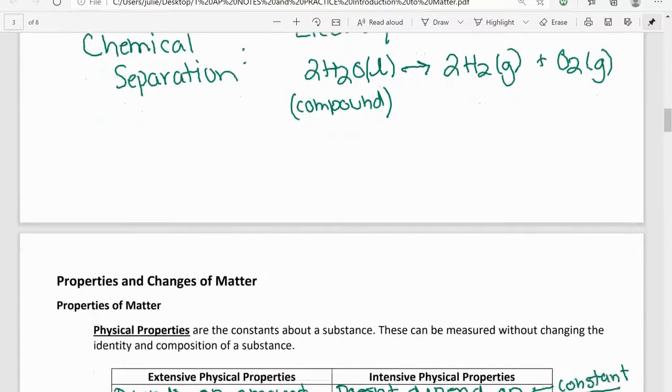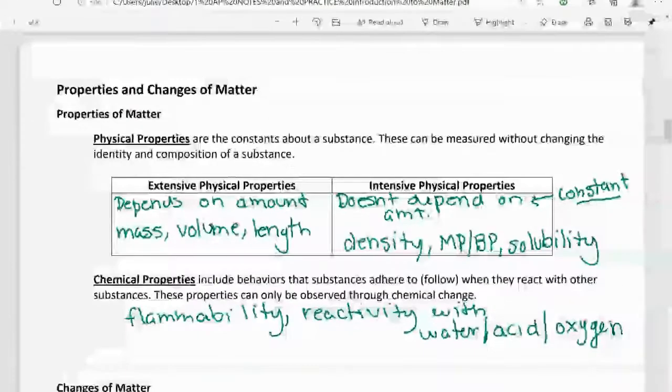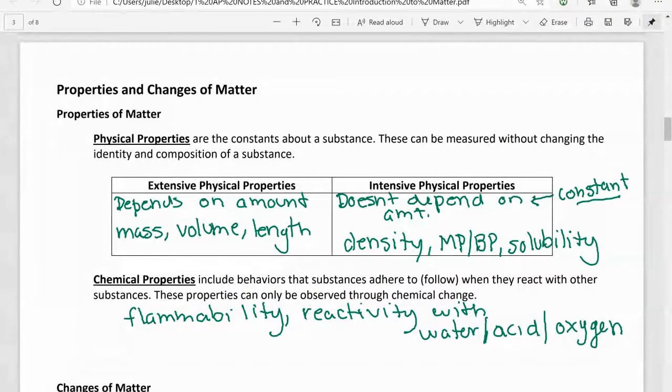So last little part here that I mentioned when we started is we're going over properties and changes of matter. So with properties of matter, we have physical properties and chemical properties. Physical properties are constants about usually a substance, with some exceptions when we talk about extensive physical properties, but we can measure them without changing the identity or composition of it. We can use different tools in the lab to measure it. So extensive physical properties are ones that actually depend on how much you have in front of you. So like when you take the mass or the volume.